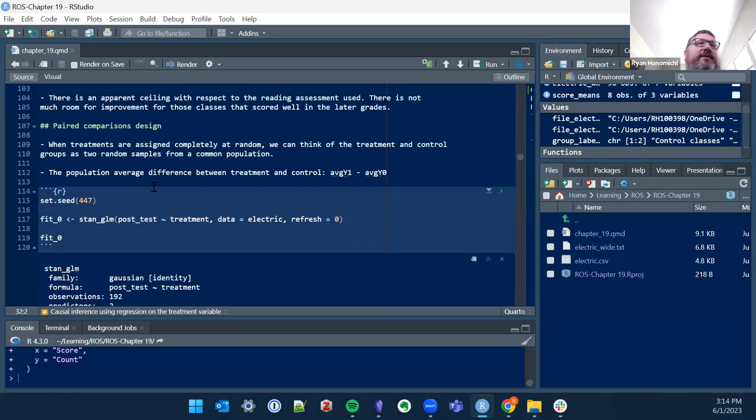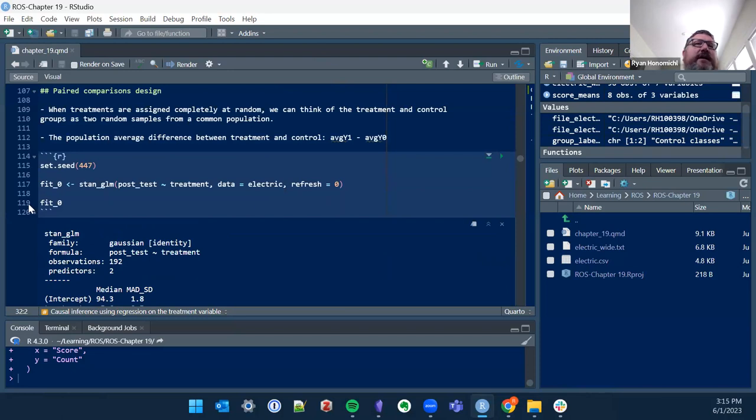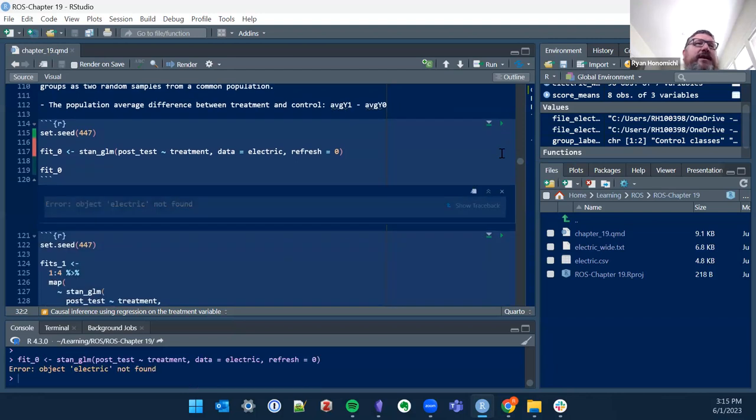When we're doing this paired comparison design, and treatments are assigned completely at random, we can think of these as two separate groups. They're two random samples from a common population, because the only thing that's different is whether or not they got the treatment, which in this case is getting to watch Sesame Street, Electric Company. So the population average difference between treatment and control is just subtracting the control group from the treatment group. This is a simple unadjusted model where we're just looking at treatment predicting post-test. We're not even controlling for the pre-test.